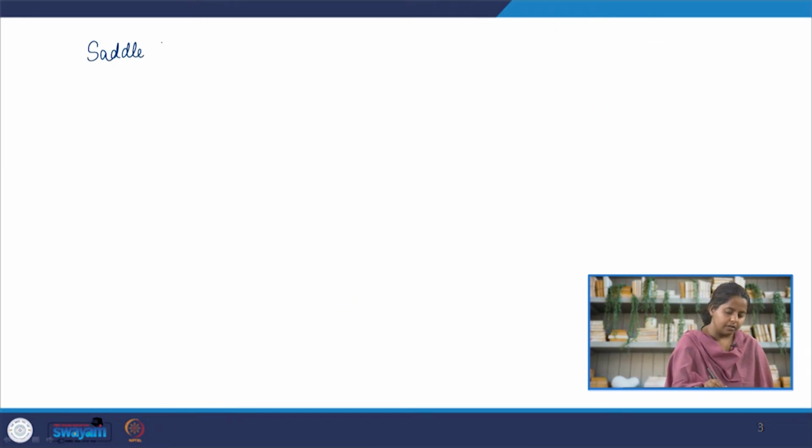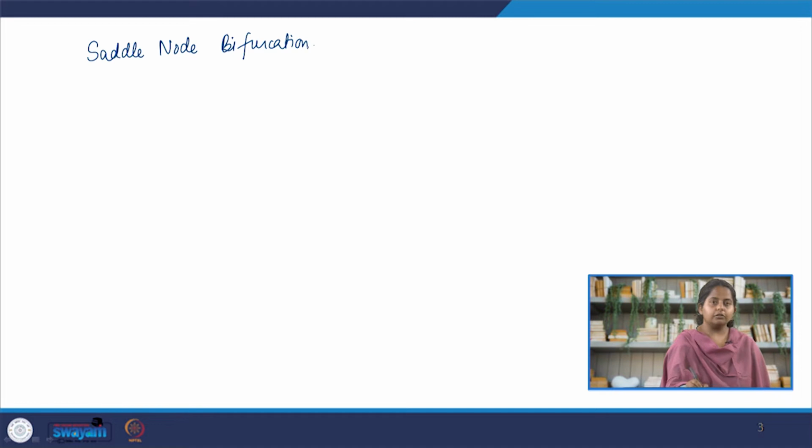Saddle node bifurcation. So saddle node bifurcation is when new fixed points either appear or disappear. So we have appearance or disappearance of new fixed points.